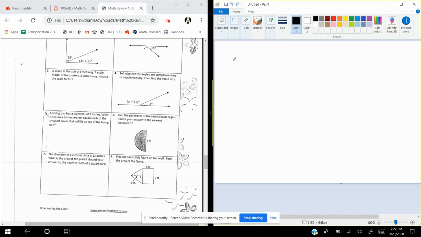Okay. So we're comparing 4 feet. This is number 3, by the way. 4 feet to 2 inches.